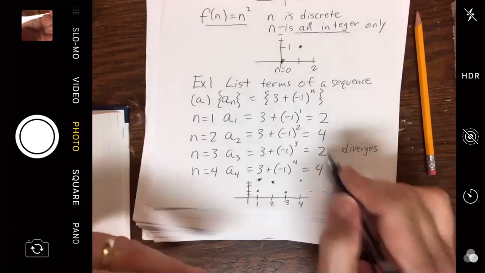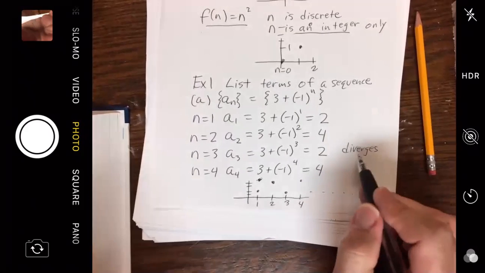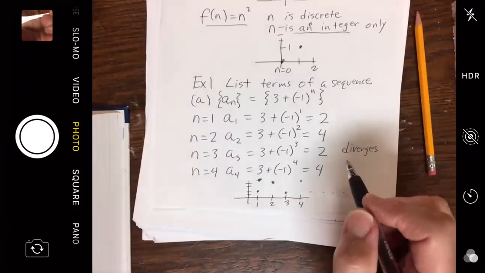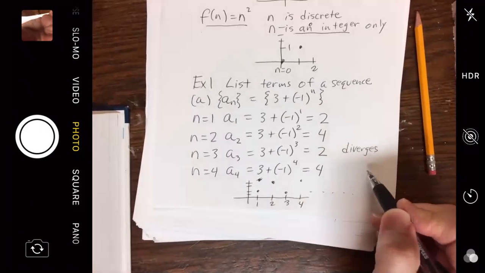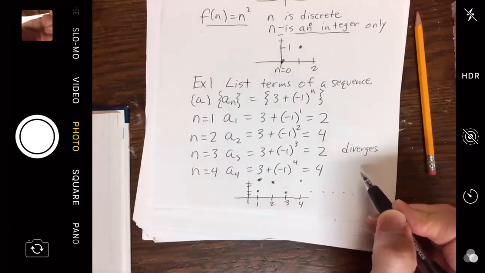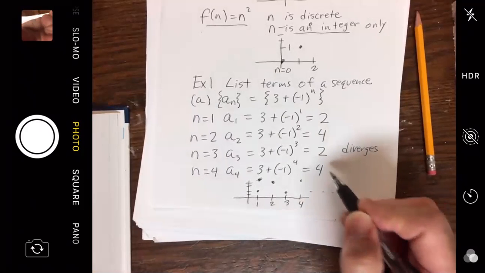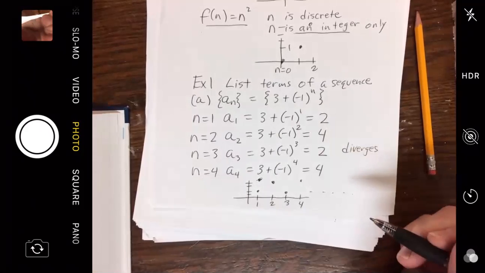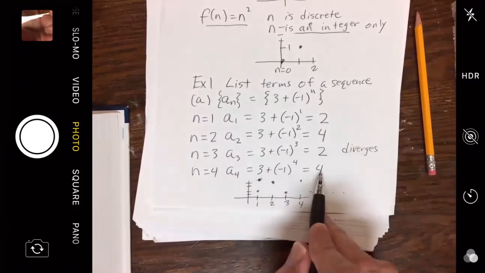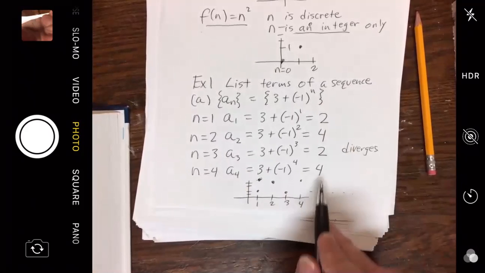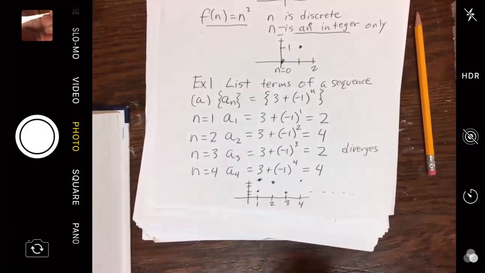You just bounce back and forth between 2 and 4. They're going to be very interested whether these things converge. If it converges, it goes to a single finite number. And since this just bounces back and forth, it diverges. So something that would converge would just be like 4, 4, 4, 4 for the rest? Yeah. If you somehow had a formula that gave you 4, 4, 4, 4, we'd say it converged to 4. Exactly.